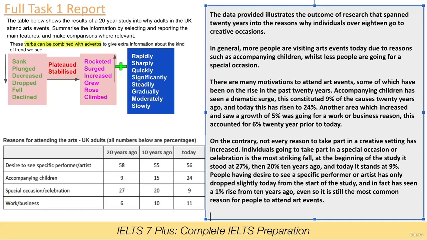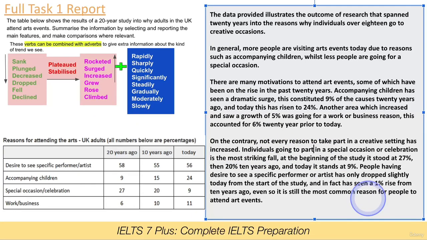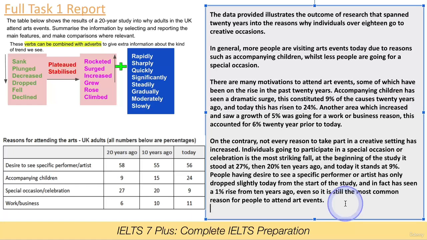On the contrary, not every reason to take part in a creative setting has increased. Individuals going to participate in a special occasion or celebration is the most striking fall. At the beginning of the study, it stood at 27%, then 20% 10 years ago, and today it stands at 9%. I think maybe a full stop there might be nice.